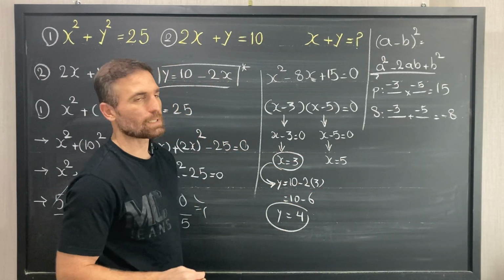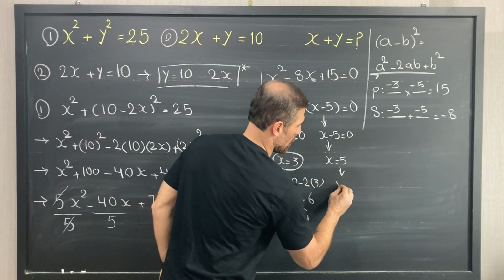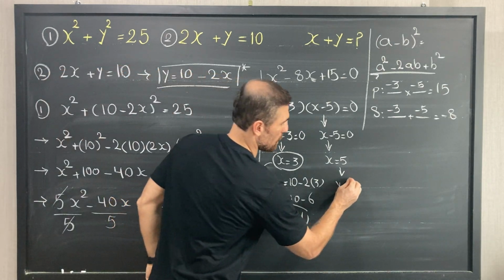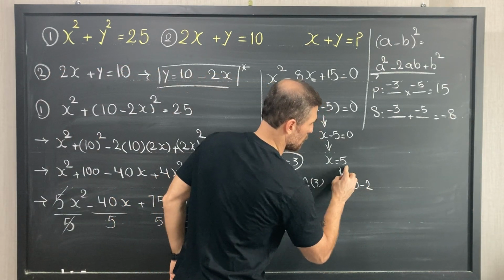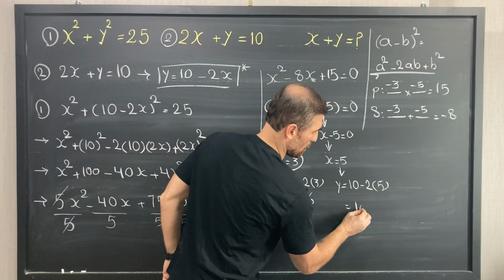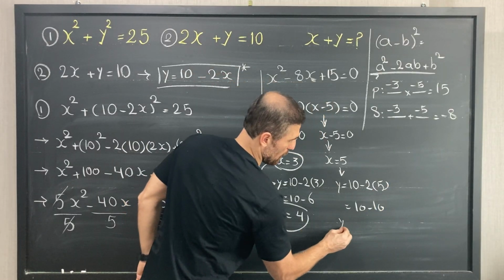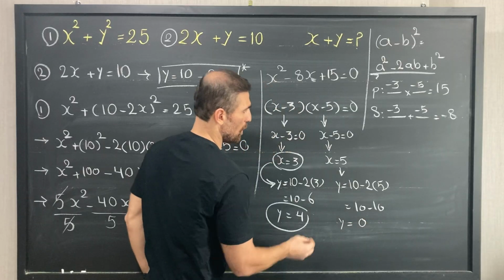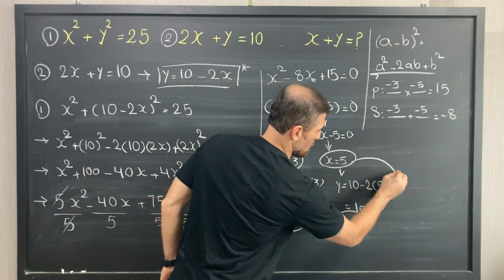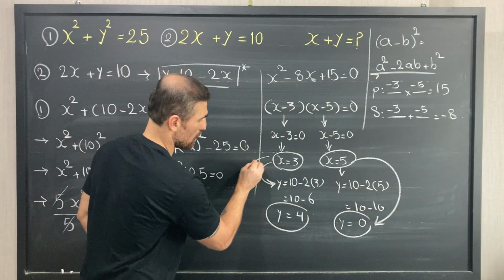Now, let's see what is the value of y when x is 5. y is going to be 10 minus 2x, which means 10 minus 2 times, in this story, 5. So 10 minus 2 times 5, 10. y is going to be 0. So when x is 5, y is 0. When x is 3, y is 4.